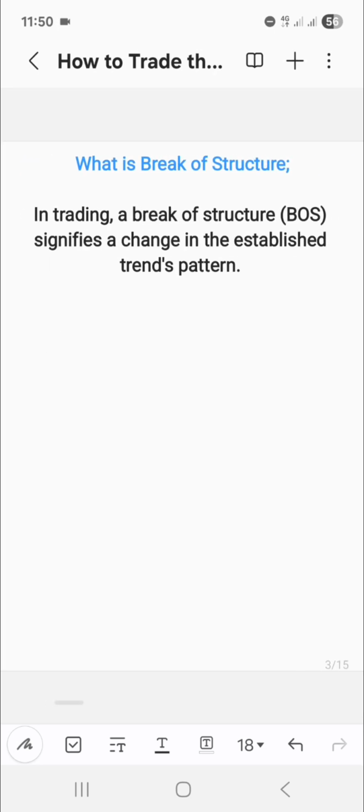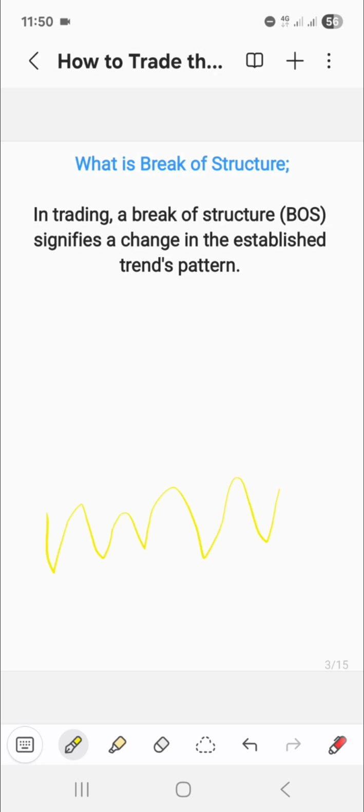All right, what is break of structure? In trading, a break of structure is also the same thing as BOS. So anytime you see BOS, it's the same thing as break of structure. It signifies a change in the established trend pattern. For instance, let me draw tonight. I'm going to be using a lot of drawing. Let's assume the market was going in this direction before. The market is just ranging. And immediately, boom, something pumps up, maybe with a bullish engulfing candlestick, or something just pops up immediately. That's what we call a break of structure.